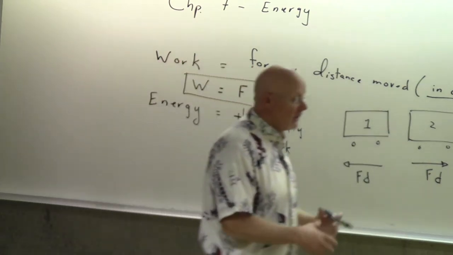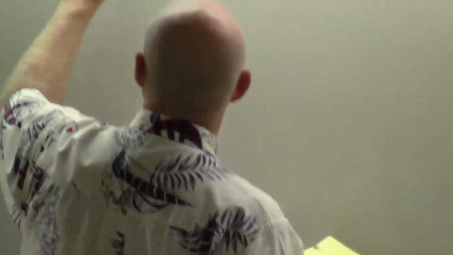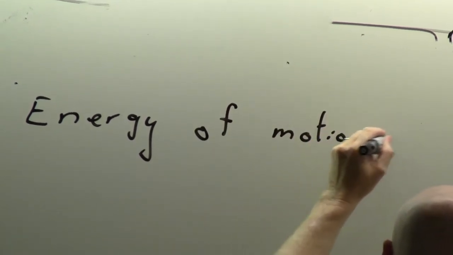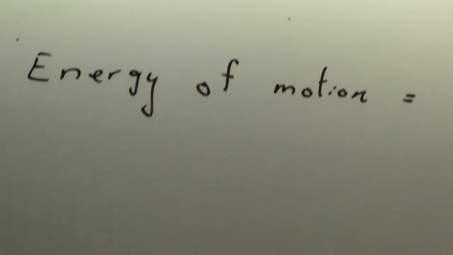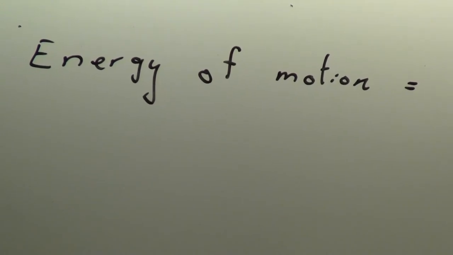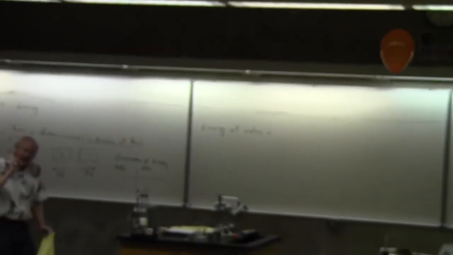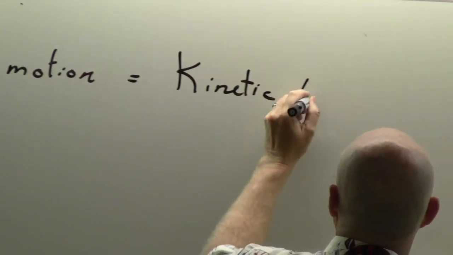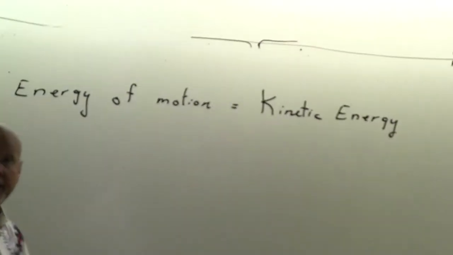So this is a long way of saying that if something is moving, we call this an energy of motion. It has energy if it's moving, because it may collide into something and put a force on it. It may not, so it may not do work, but it does have energy. It has the ability to do work. And so we refer to this as kinetic energy. Anything that's moving has kinetic energy.